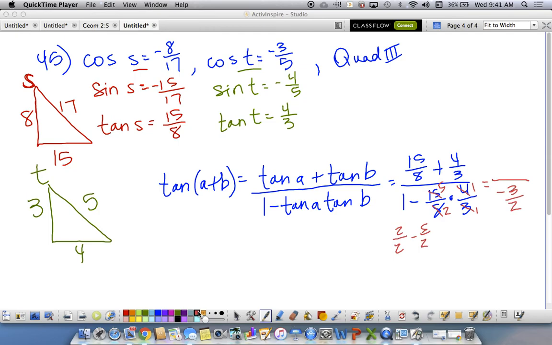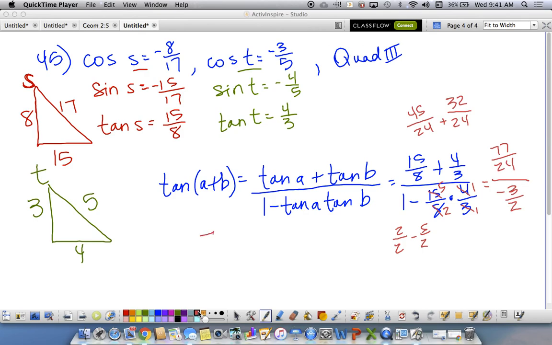On the top, I've got to get common denominators. 24? Oh, it's adding. It's an addition, so I have to get common denominators. So 77 over 24 divided by negative 3 halves.